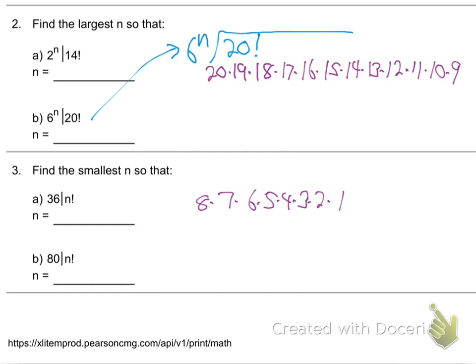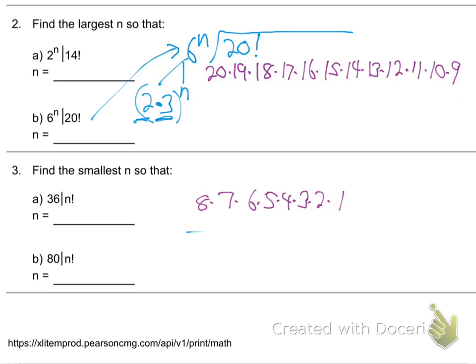Now, what's in a 6? A 6 is 2 times 3, right? To the nth power. So 2 times 3 to the nth power. That's what we're looking at. So 6 is made out of 2 times 3. We want to know how many 2's and how many 3's are in all this stuff, the 20 factorial.